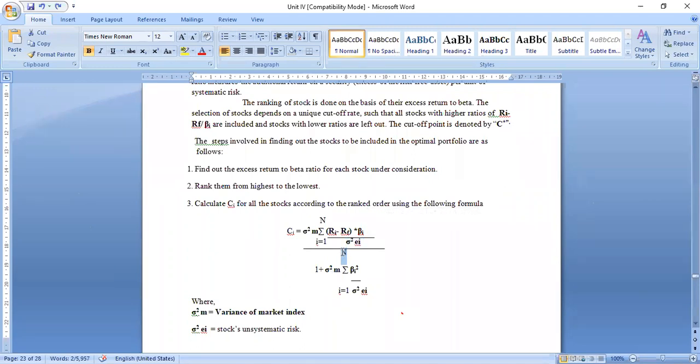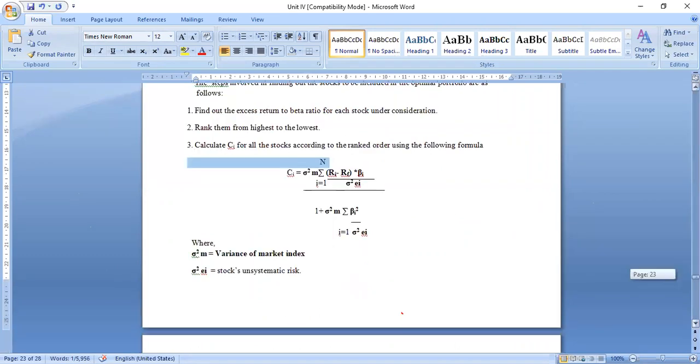So this n is all about the summation. So don't get confused, it is better I will delete this. This summation what we have inserted here, summation i equals 1 to n, is again included here also. So divided by 1 plus the variance of market index, summation i equals 1 to n, beta i square divided by residual variance. So remembering this formula is important. Only then we can make further calculations.